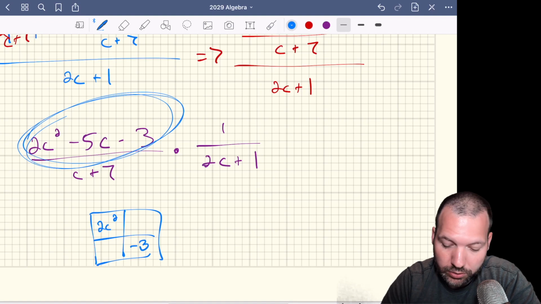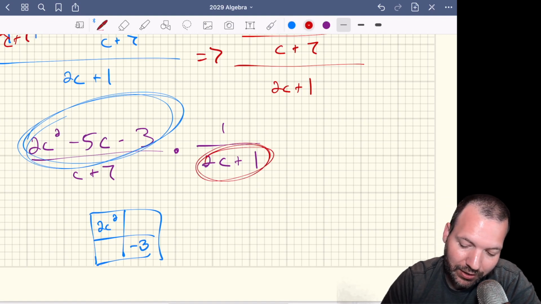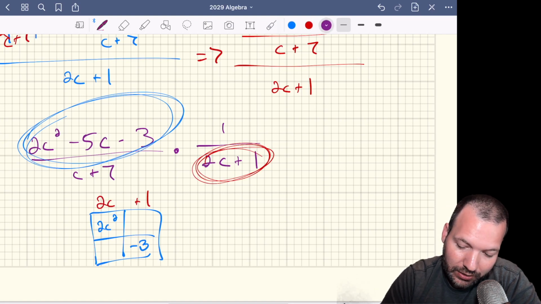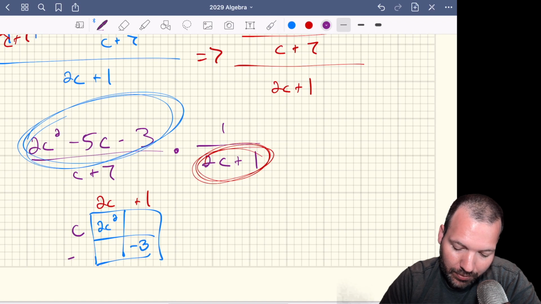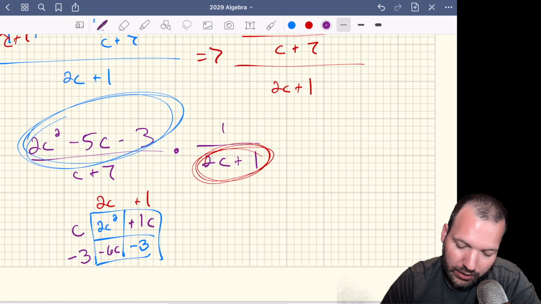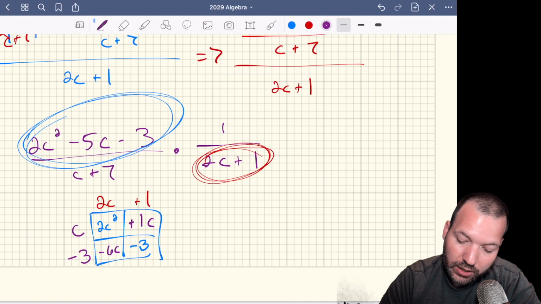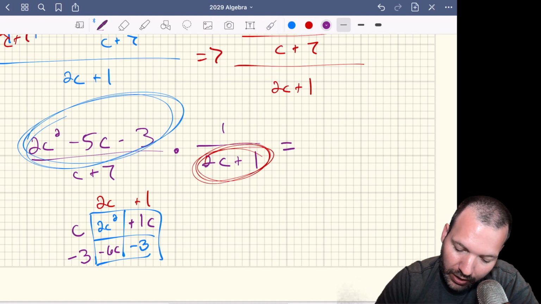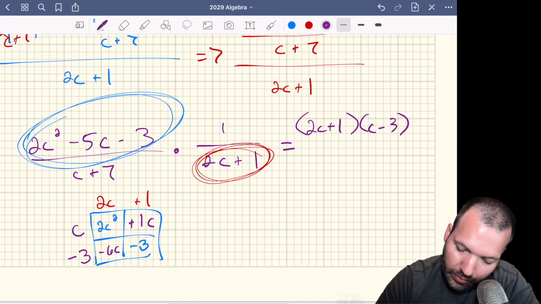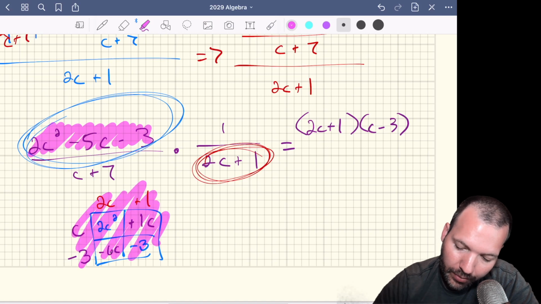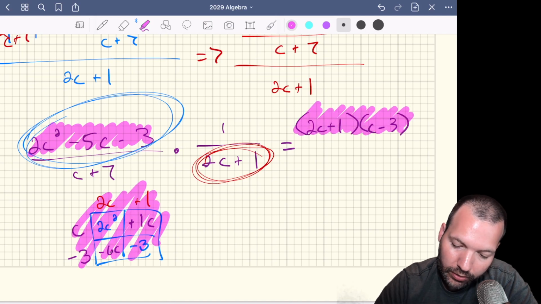Although it would not be hard to do so, I can be pretty confident that this 2c plus 1 is going to end up being one of the factors. And if it is, that means that c and minus 3 would have to be the other factor. And when I multiply that out, I can see, oh, that does work, because 1c and negative 6c make negative 5c. So I can use the fact that math teachers are lazy to my advantage. So we get 2c plus 1 times c minus 3. And again, that's this right here being factored by box method into this right here.